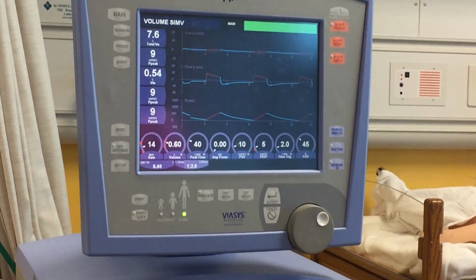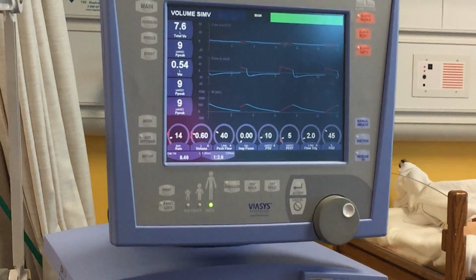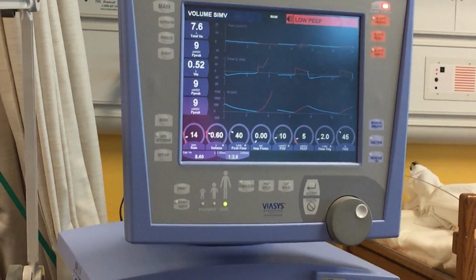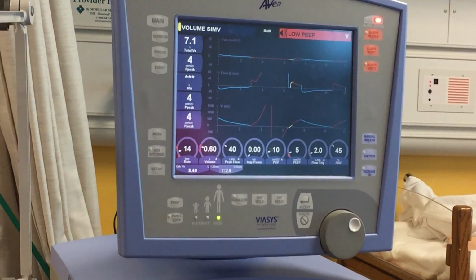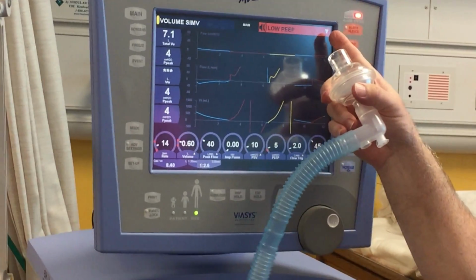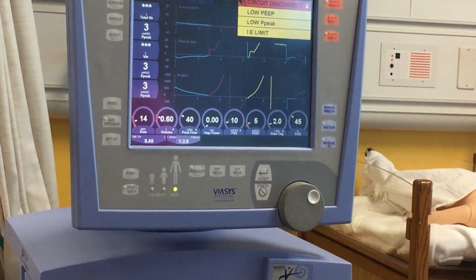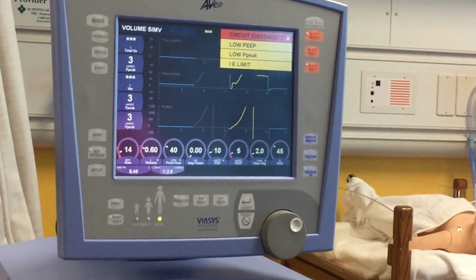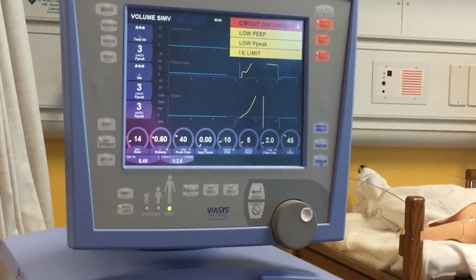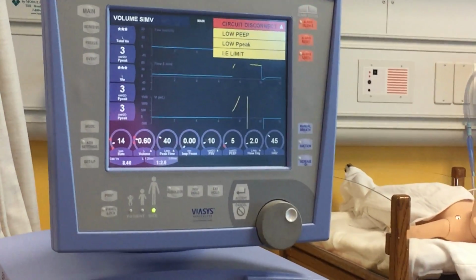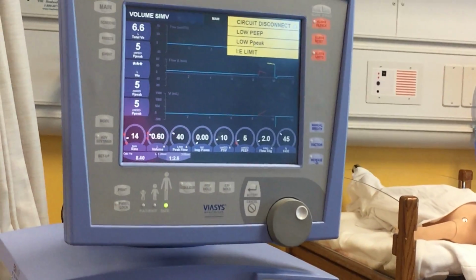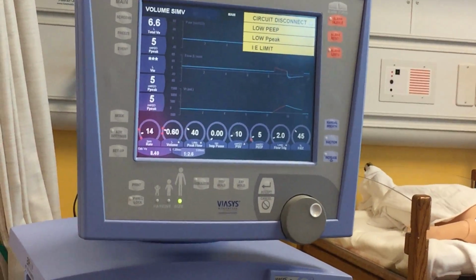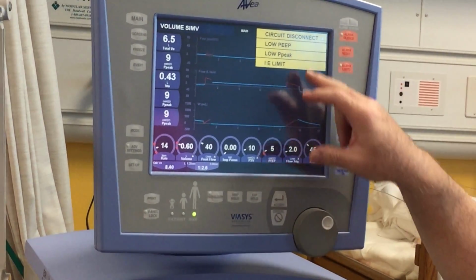And if you want to check and make sure they're working, let's just unplug our ventilator. Low peak. And when you see this white arrow, it means there's more alarms. Low peak, everything's low, right? We're disconnected, and circuit disconnect comes up. Now, let's plug it back in, and let's let the alarms reset themselves. And you'll see them start going away.